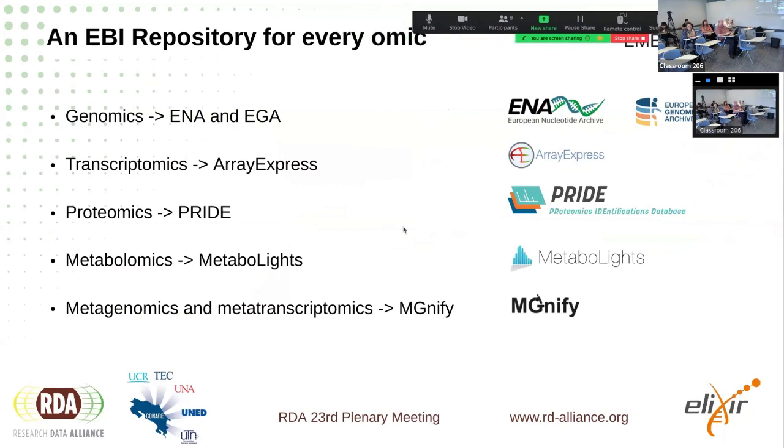Within Europe, we have EBI, who actually created multiple repositories for every omics field. This allows researchers and bioinformaticians to submit their data towards these repositories. For the genomics field, we have the European Nucleotide Archive, ENA, and also the European Genome Archive, EGA. For transcriptomics, we have ArrayExpress, for proteomics, PRIDE, for metabolomics, MetaboLights, and for metagenomics and metatranscriptomics, MGnify.